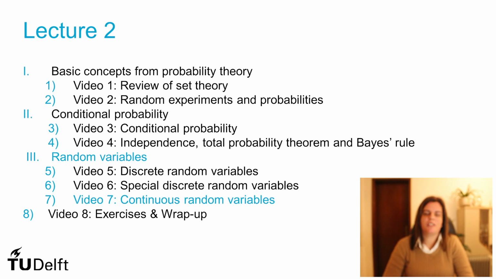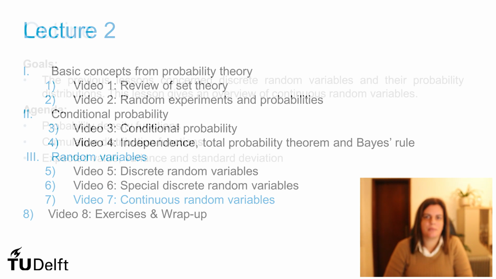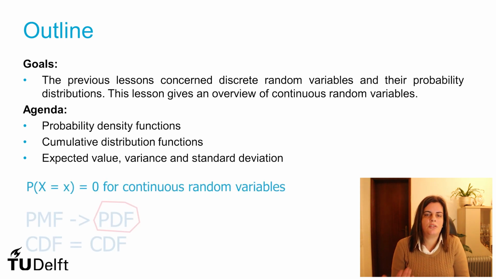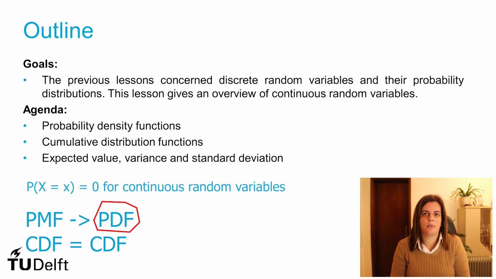Today we will talk about continuous random variables. The previous lessons concerned discrete random variables and their probability distributions. In this lesson we will talk about continuous random variables. So in this case the probability mass function concept does not apply, so we will introduce the concept of probability density function, which is the most similar concept to probability mass function for the case of continuous random variables.